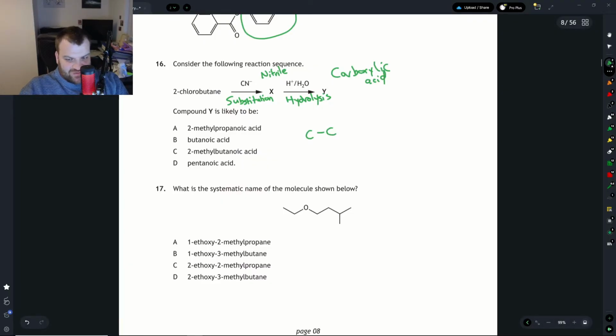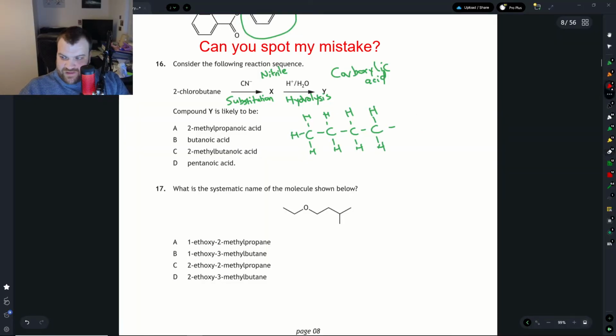Let's sketch this out. We have 4 carbons with a chlorine. That is going to be replaced by a C triple bond N. And then when it undergoes its hydrolysis, that's going to then become a C double bond O, O, H. 5 carbons in the chain. That makes it pent. It's a carboxylic acid, so pentanoic acid is our correct answer.